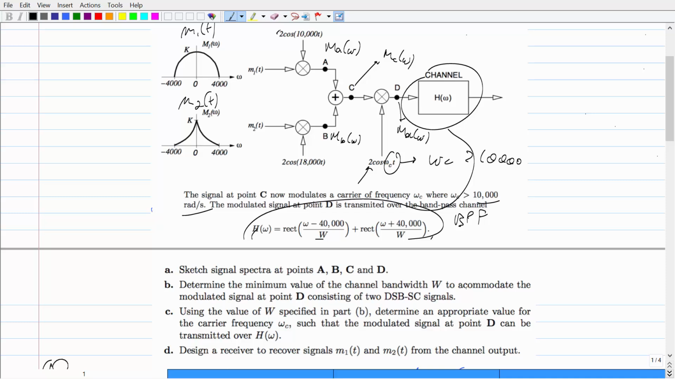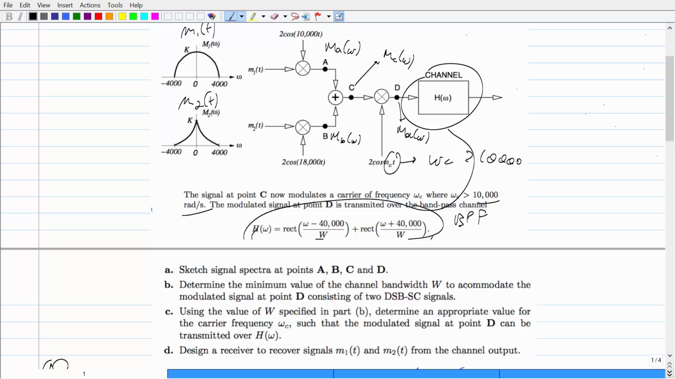If you were to get rid of these 2's, then what'll happen is that at A and B, you're going to get a factor of a half, so it becomes K over 2, and then at the output of D, it becomes K over 4. Right, because there's no factor 2 there. So the reason why the 2 is there is so that you don't keep having the amplitudes change at each point. Okay?